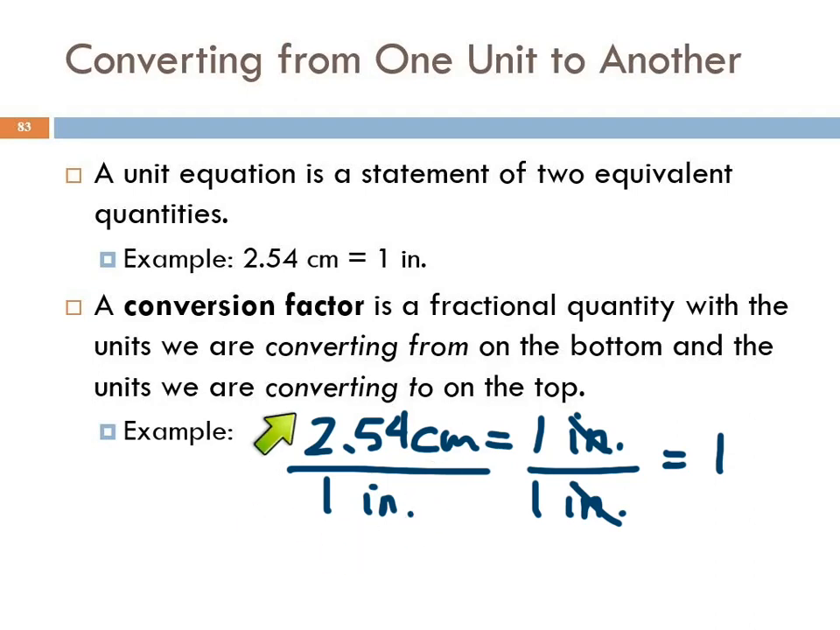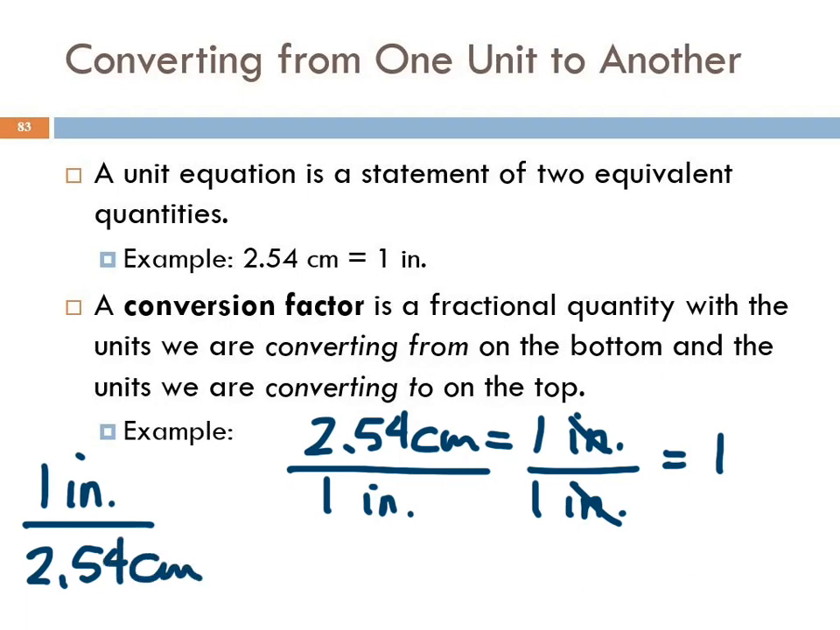That means that if I take this quantity and I multiply it by something else, it doesn't change the value, because when you multiply by 1, it doesn't change the value. We will be changing units, and so the numbers will change, but the quantity we're talking about doesn't change. So you make a conversion factor from a unit equation by putting one of these on the top and the other on the bottom. I can also turn that upside down. 1 inch over 2.54 centimeters. That is also equal to 1. Everybody okay with that?